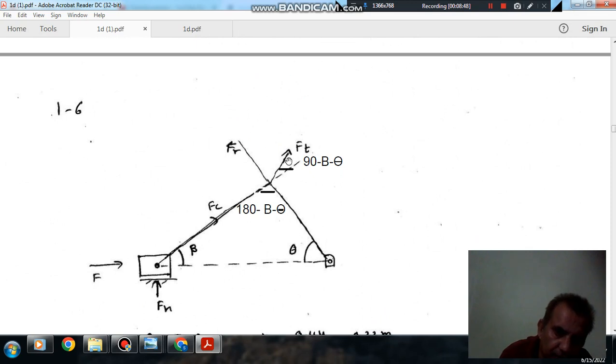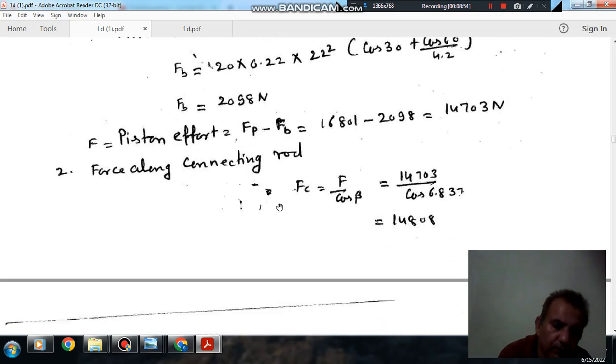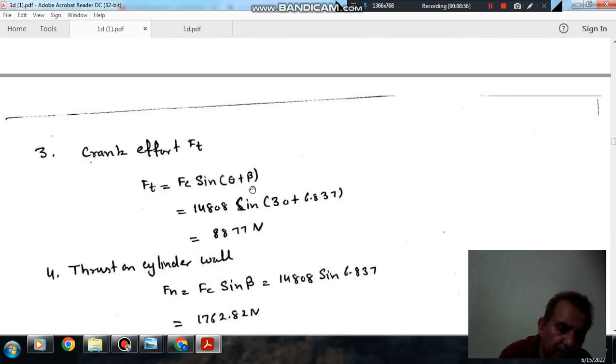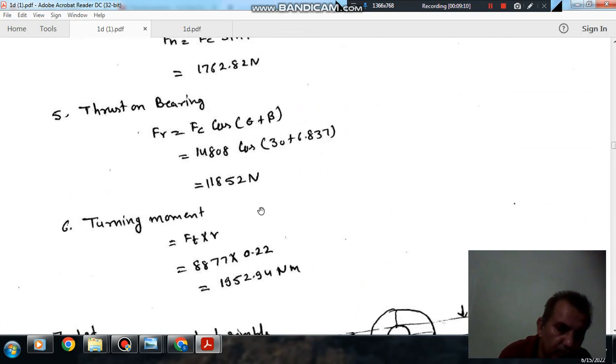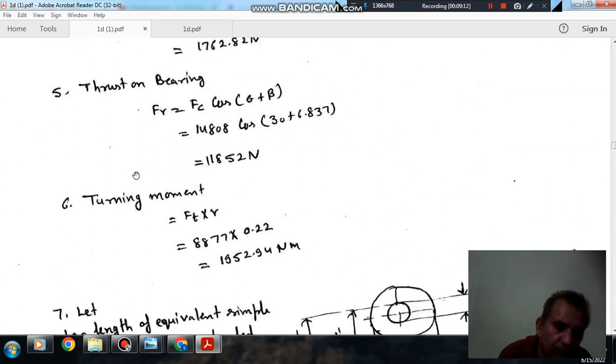Next is thrust on bearing, and bearing is between connecting rod and crank. So if this is your crank effort, then this will be the thrust on bearing, Fr. So if Ft is the sine component, then Fr will be the cos component. So Fc cos of theta plus beta is Fr. So Fr will be 14808 cos of 30 plus 6.837. So that will be 11852 Newton. Okay, so the thrust on bearing is known.